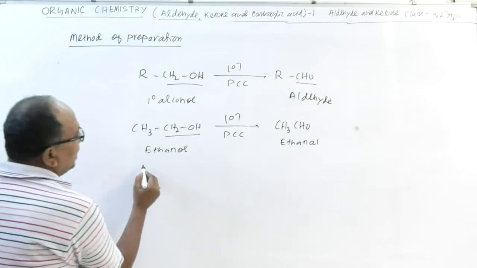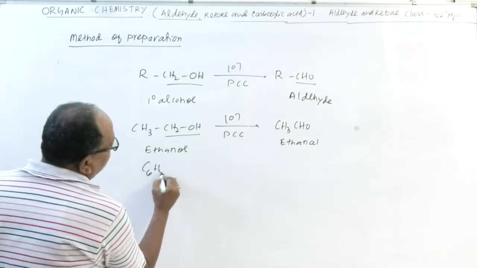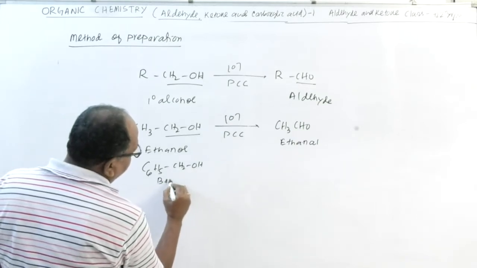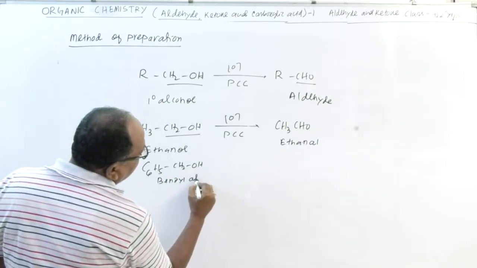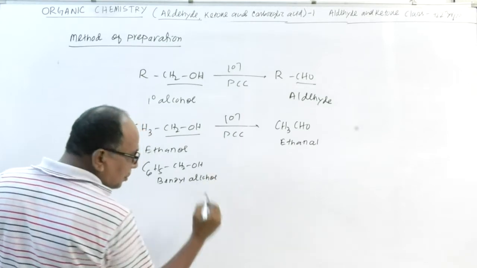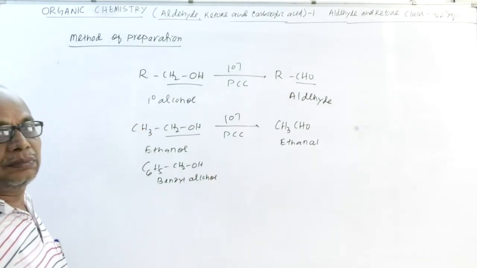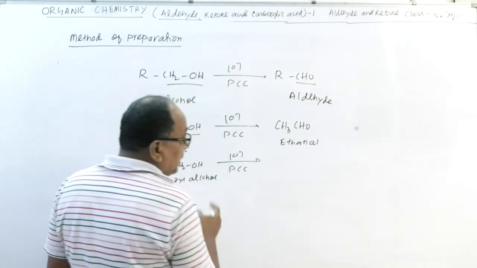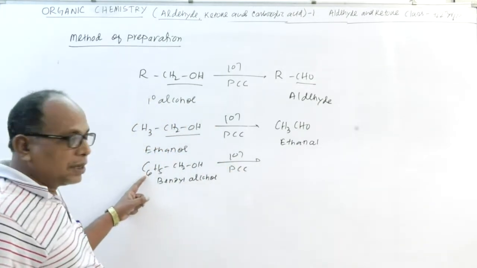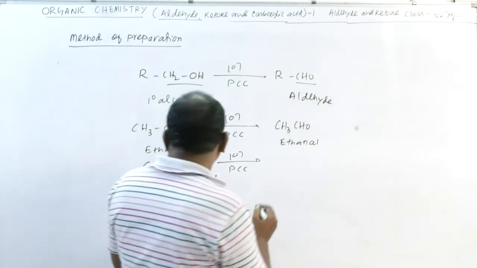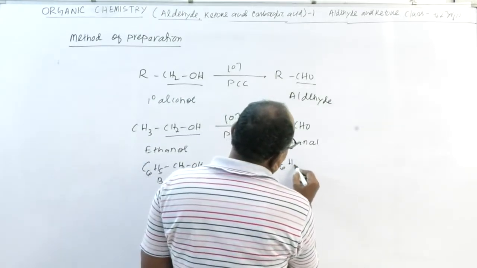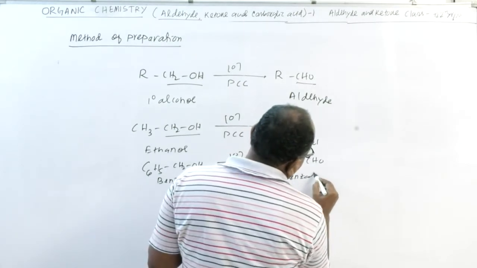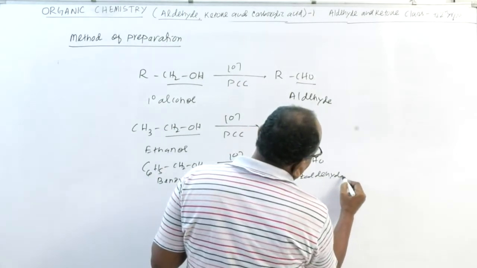Suppose you take benzyl alcohol, that is C6H5CH2OH. This is called benzyl alcohol. On oxidation with PCC, mind it, the double bonds of the benzene ring are not affected. It gives you C6H5CHO. This is your benzaldehyde.